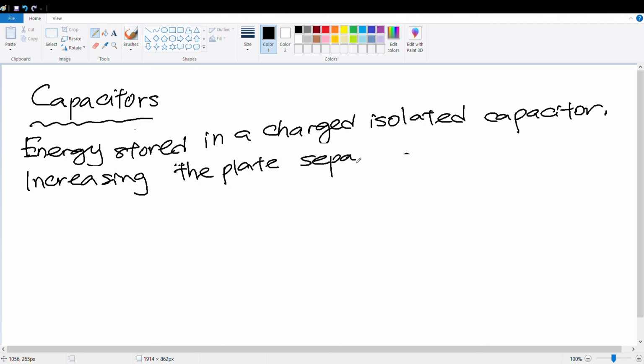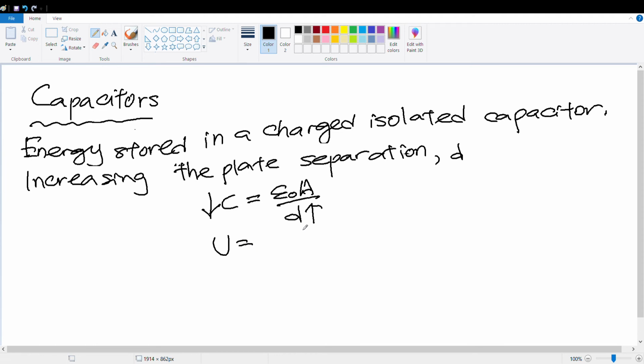So the plate separation is denoted as D. From the formula of the capacitance, if the plate separation increases, the capacitance of the capacitor will decrease. From the energy stored, U equals Q squared over 2C. So if the capacitance of the capacitor decreases, the energy stored will increase. That's the reason why the energy stored increases.